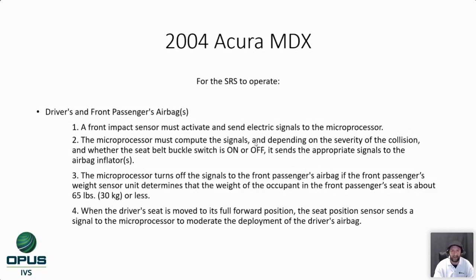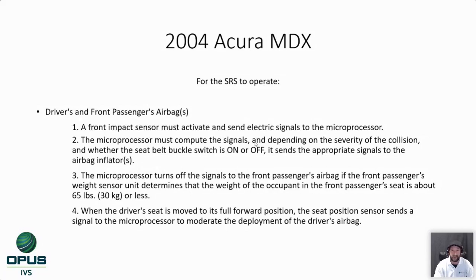So when the driver's side seat is moved to a full forward position, the seat position sensor sends a signal to the microprocessor to moderate the deployment of the driver's airbag. That's new. We didn't have that in the older Civics. We didn't have that in the older Accords. In this car, again, they've introduced new technology.